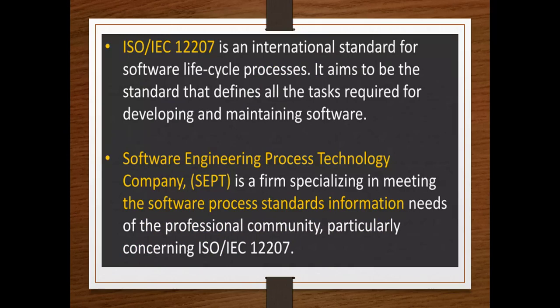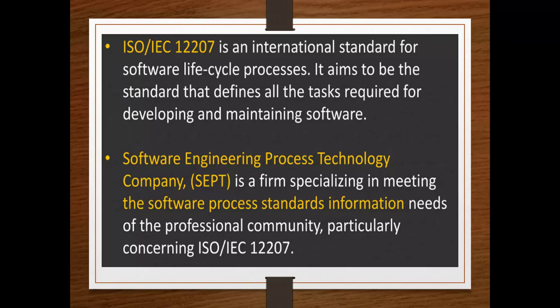ISO and IEC 12207 is an international standard given for software lifecycle processes. It aims to be the standard that defines all the tasks required for developing and maintaining software. So ISO has designed certain rules, certain tasks, certain processes which have to be followed.